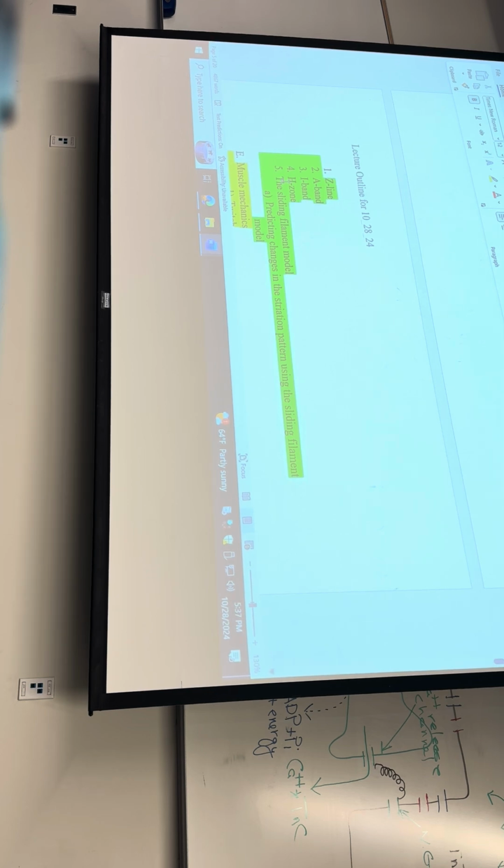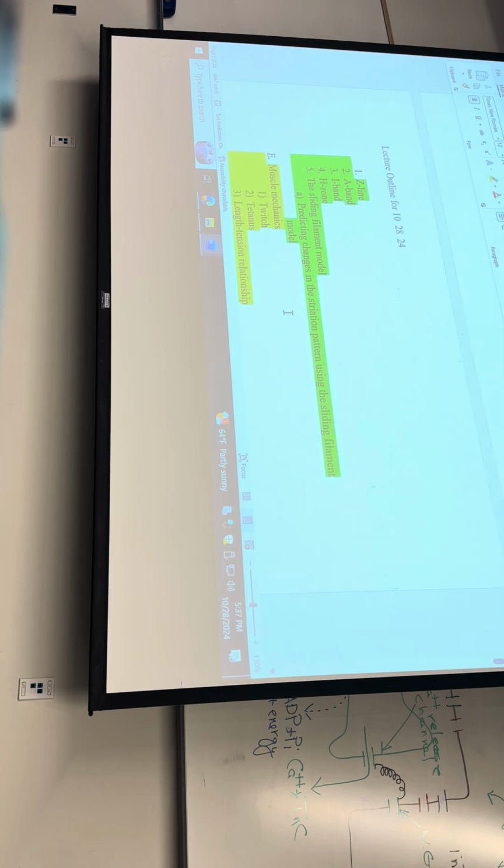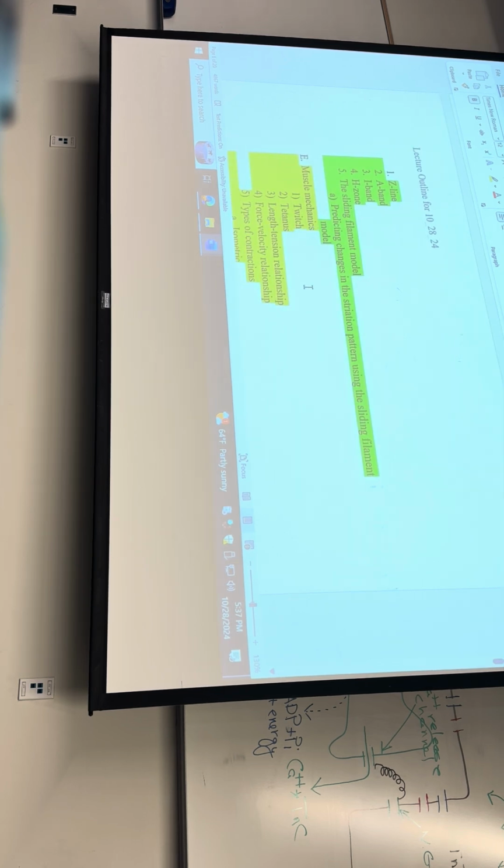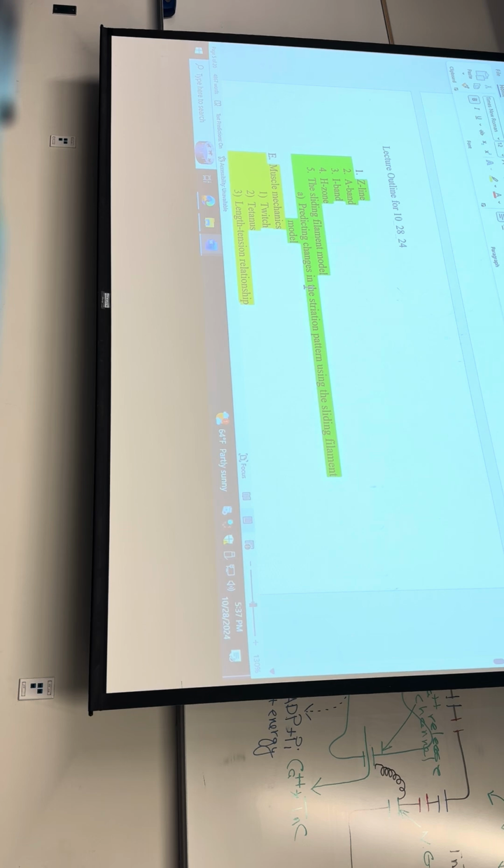And there's this model called the sliding filament model. It's not just a model. It is, in fact, a fact: our thin and thick filaments slide past one another. That's how the sarcomere shortens. So I'll talk about that. I don't know if I'm going to get into muscle mechanics tonight, but we'll see how far we get. So that's kind of the outline for tonight.